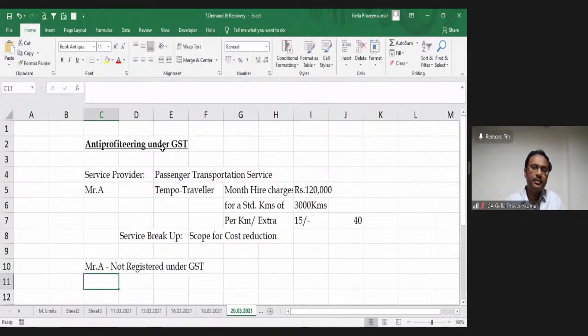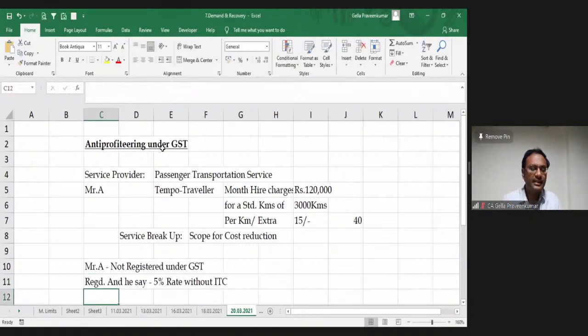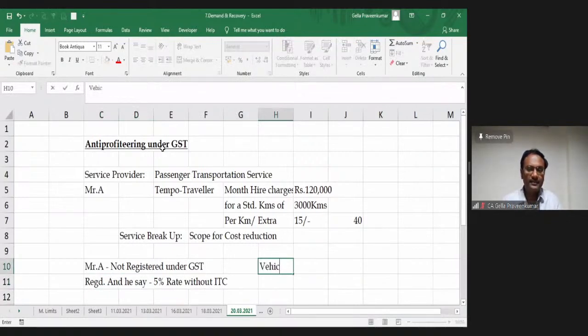Now, we say, boss, you get into registration so that you get the benefit of GST, where you can give me various benefits. So what will happen? This gentleman gets registered and he says, sir, I charge 5% as rate of tax because I don't want to get into complaints of audit and other things. 5% rate without ITC. Now, this is the area where we will say, look, when you buy a vehicle, there is an ITC benefit available.